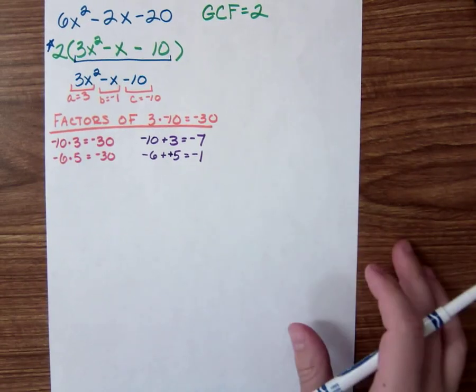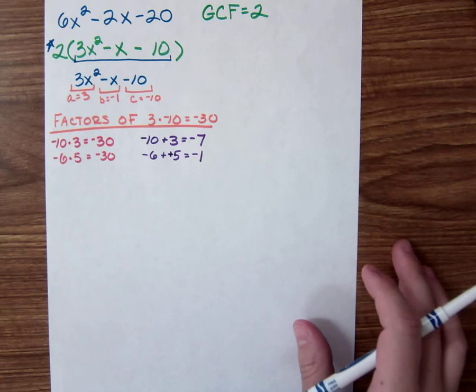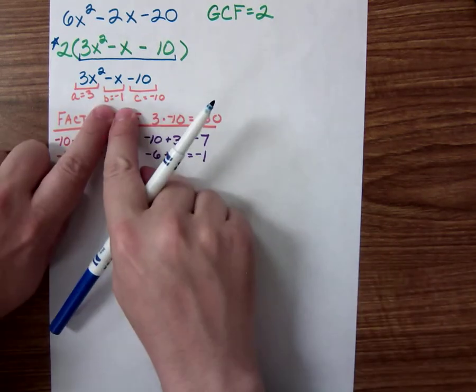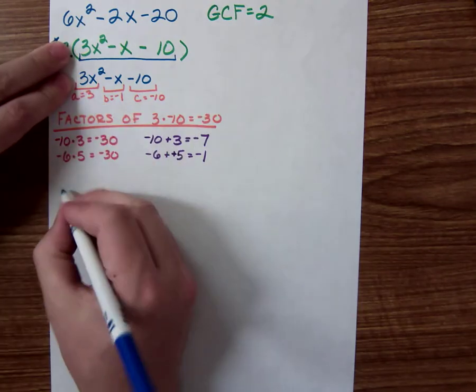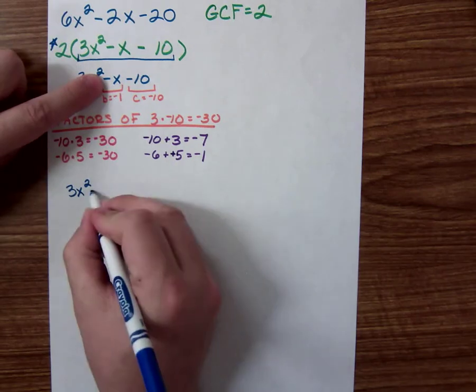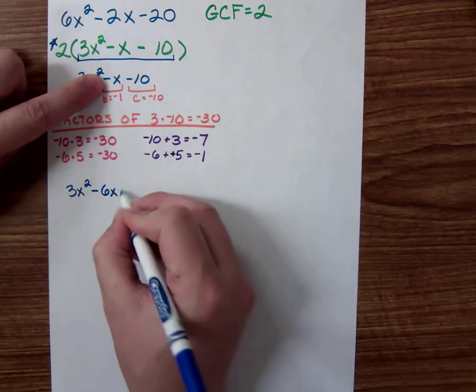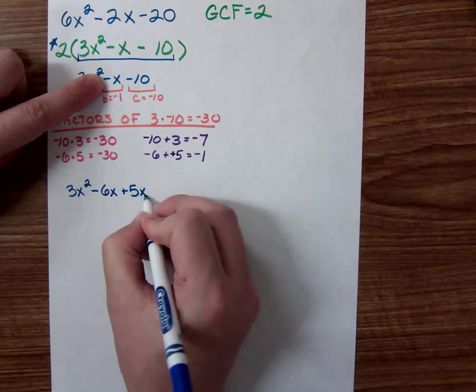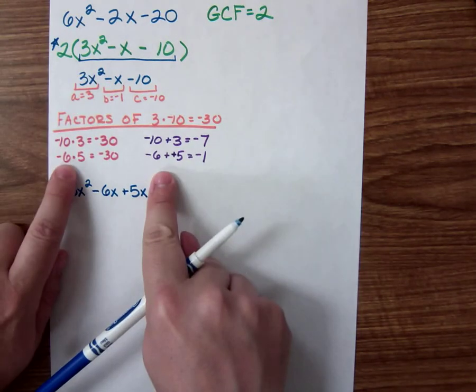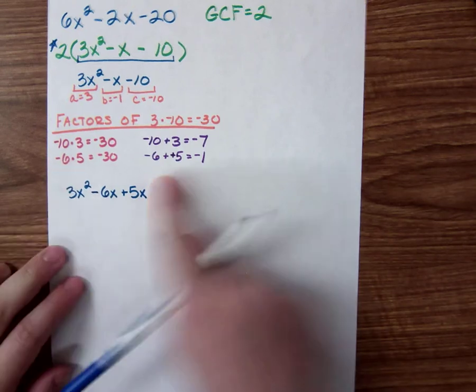Cool, so the numbers we want are -6 and +5. That's the pair that worked. What do we do with them? Well, we take this term in the middle and we break it apart into two things. So the 3x squared stays the same. The minus x becomes -6x plus 5x. How do we know -6x plus 5x? Because those were our two magic numbers that worked, -6 and +5. And then on the end, -10.